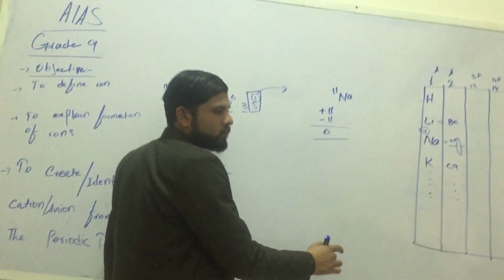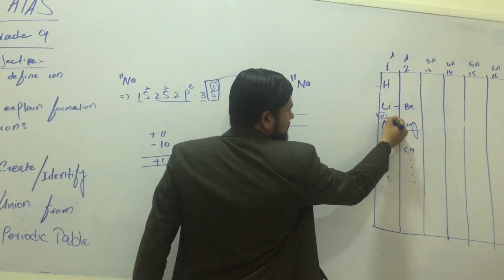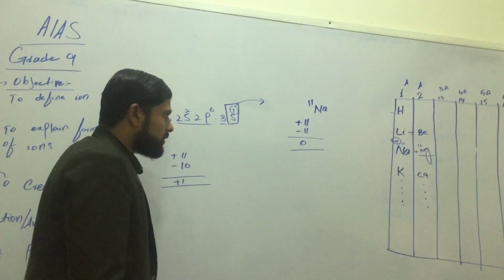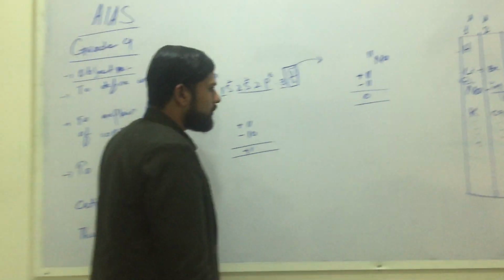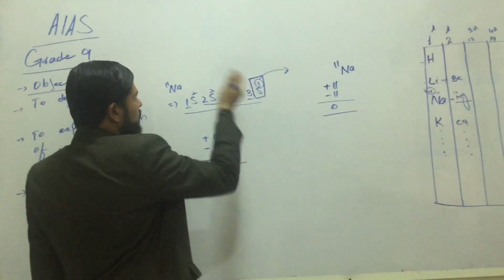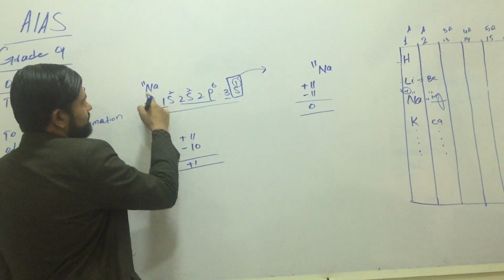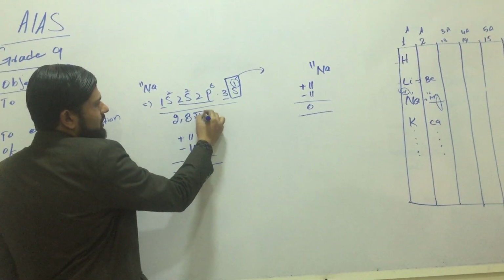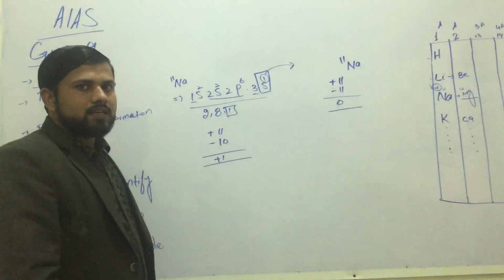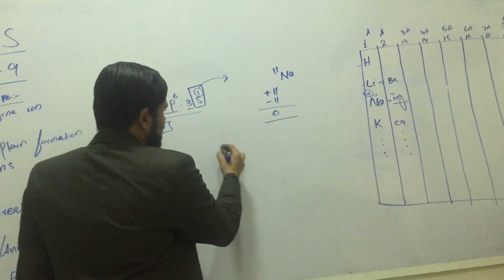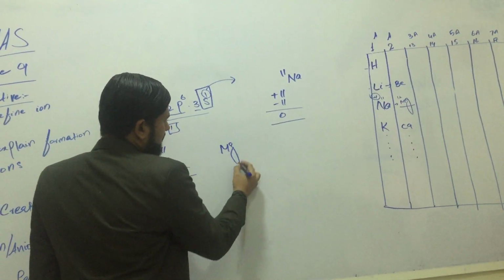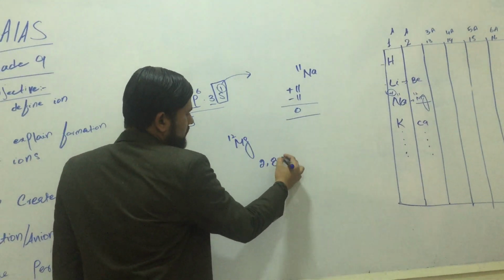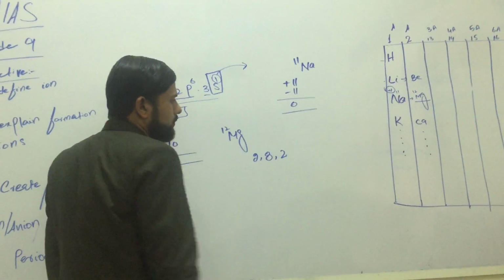magnesium. The atomic number of sodium was 11, and the atomic number of magnesium will be 12. So if the atomic number is 12, you can do the configuration in this way, or in that way. For example, for 11, first 2, then 8, then 1. The last one is the outermost shell. Similarly, you can do it for magnesium. The atomic number is 12, first 2, then you can put 8, and after that you have 2.